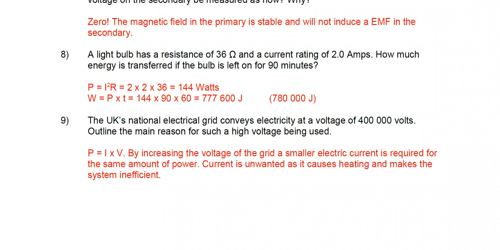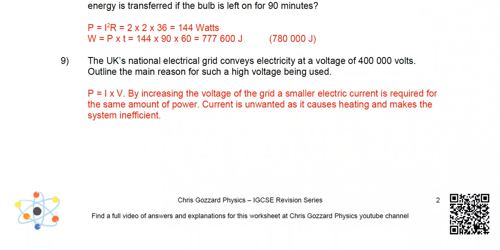Finally, number 9, the UK's national electrical grid conveys electricity at a voltage of 400,000 volts, a huge voltage. Outline the main reason for such a high voltage being used. Well, it comes down to this equation, P equals I times V. By increasing the voltage of the grid, you need a much smaller electrical current for the same amount of power.